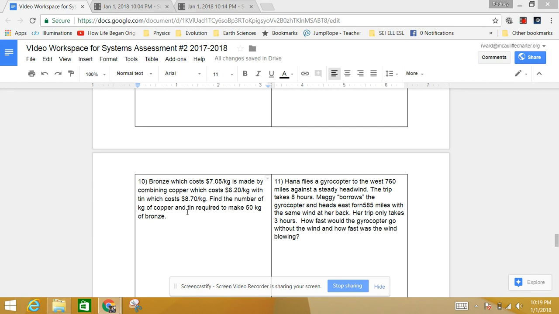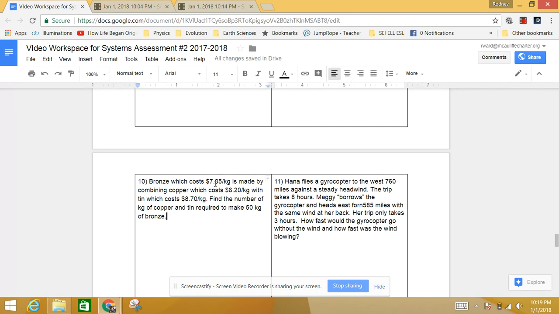So the question goes, bronze, which costs $7.05 per kilogram, is made by combining copper, which costs $6.20 per kilogram, with tin, which costs $8.70 per kilogram. Find the number of kilograms of copper and tin required to make 50 kilograms of bronze. All right, so we have two equations here.